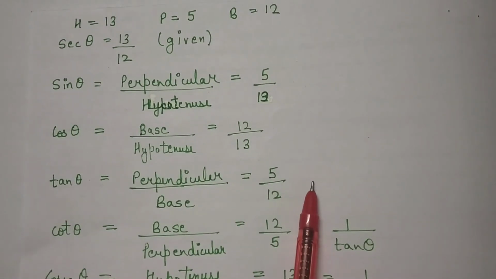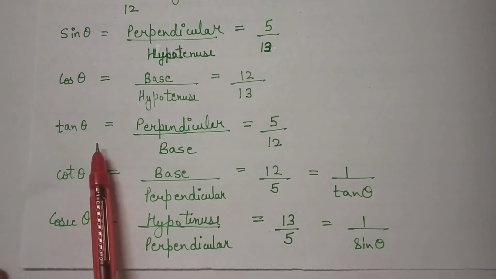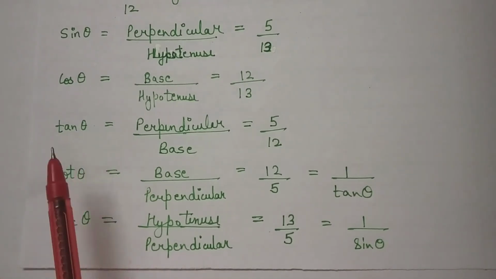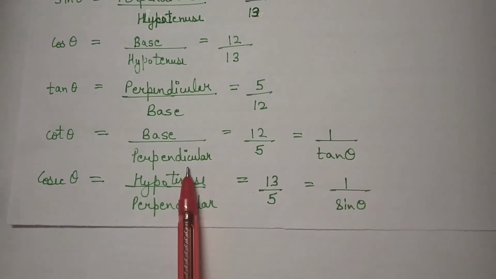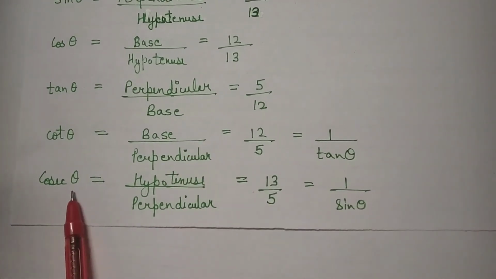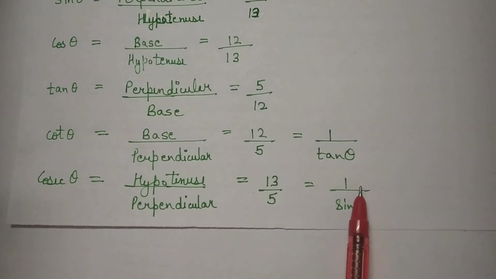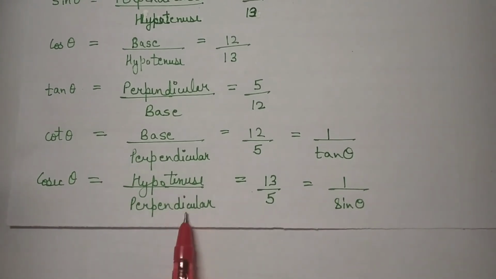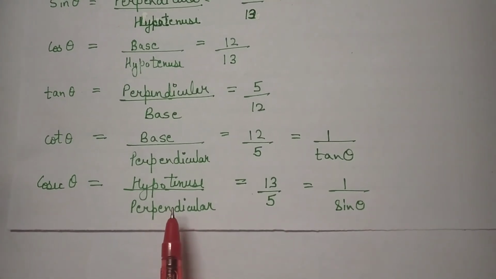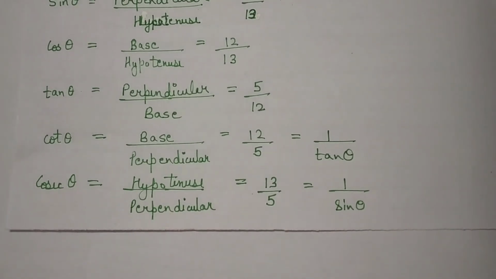Right? Now cot theta. Cot theta can be found by taking the reciprocal of tan theta or by taking its real formula, base by perpendicular. Similarly, cosecant theta we can write by taking the reciprocal of sin theta or by taking the direct formula, hypotenuse by perpendicular. These are the 5 questions of exercise 8.1.